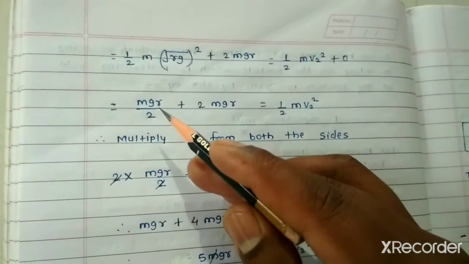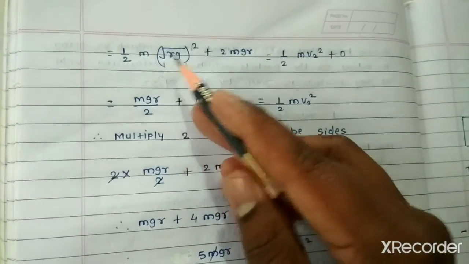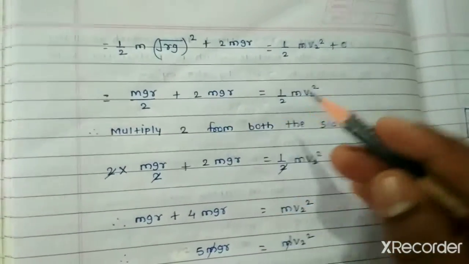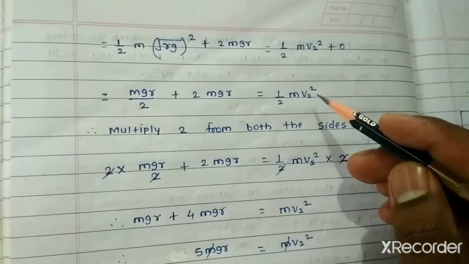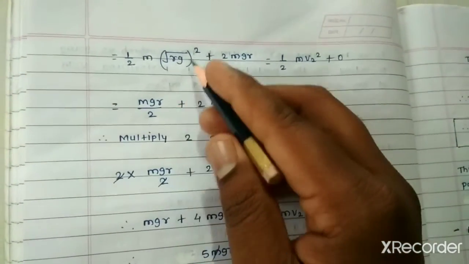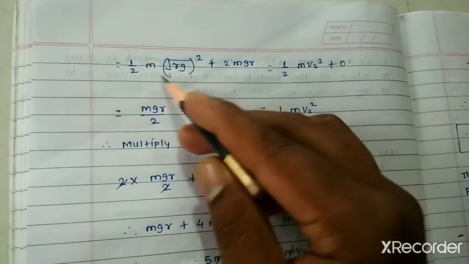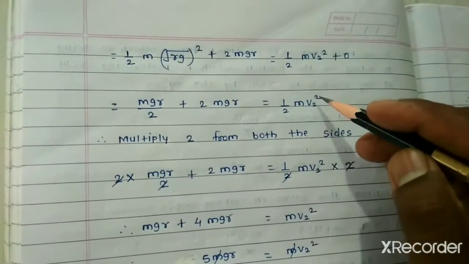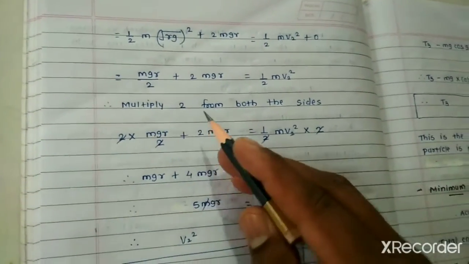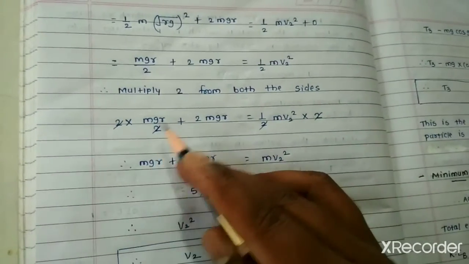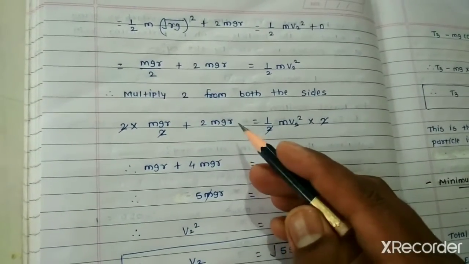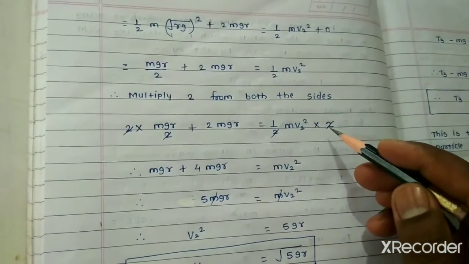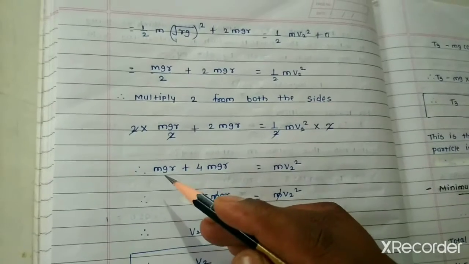So next one, mgr divided by 2 plus 2mgr is equal to half into m into v2 square. So यहाँ पर हमने स्क्वायर रूट निकाला है इसका. So mgr upon 2 plus 2mgr is equal to half into m v2 square. Next one, multiply 2 on both sides. Therefore 2 into mgr divided by 2 plus 2 into 2mgr is equal to half into m v2 square into 2. Therefore 2 gets cancelled. So what is remaining? mgr.